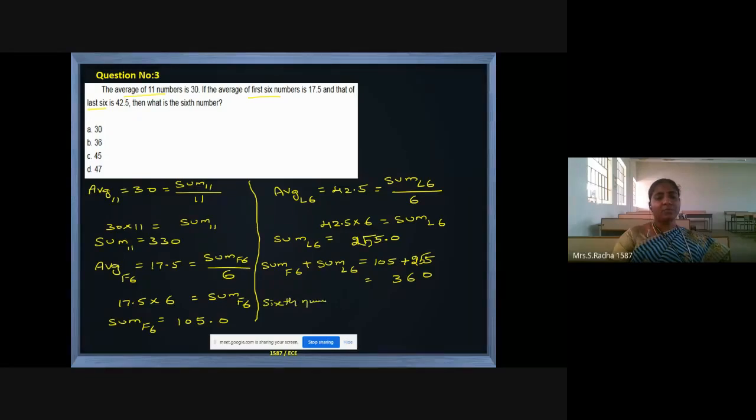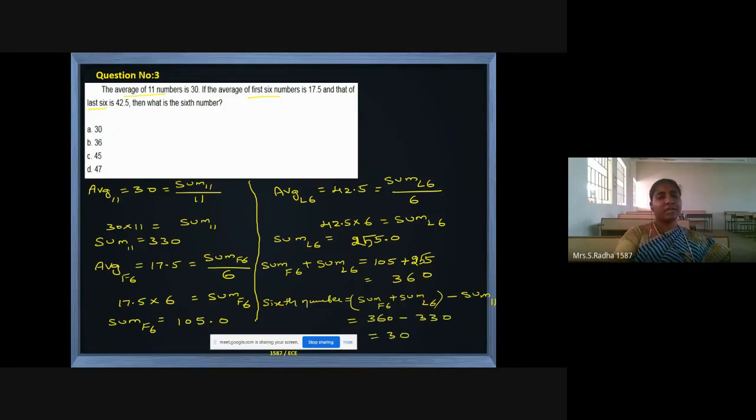So in order to find the sixth number, what we have to do: the sum of the first 6 numbers plus the sum of the last 6 numbers, which is 12 numbers with the center number counted twice, minus the sum of 11 numbers that we calculated in the beginning. This is 360 minus 330, which becomes 30. So the sixth number value is 30.